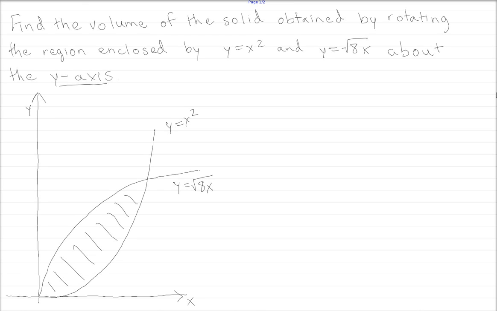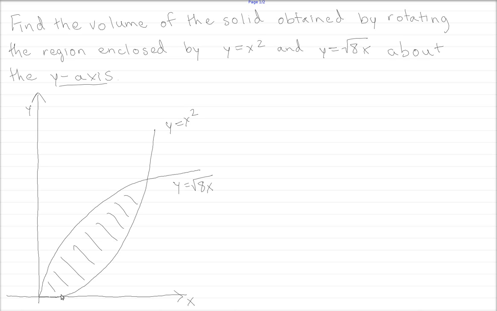This is an example of finding volumes using the washer method. So we want to find the volume of the solid obtained by rotating the region enclosed by the curves y equals x squared and y equals square root 8x about the y-axis. And I've underlined y-axis because it's important to remember that.